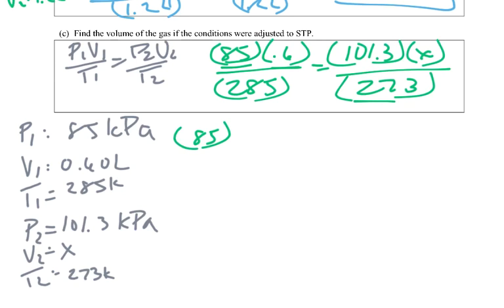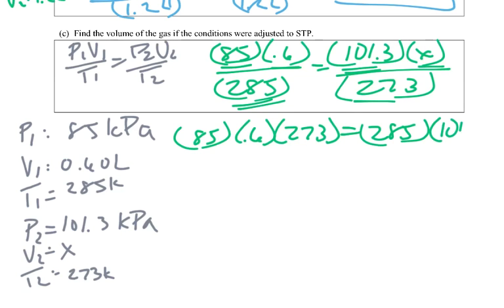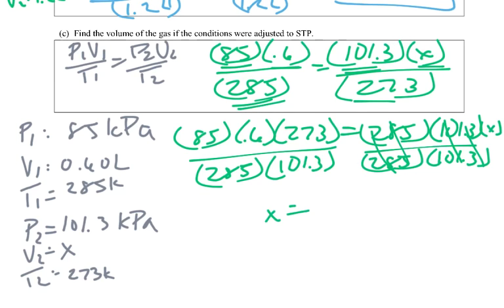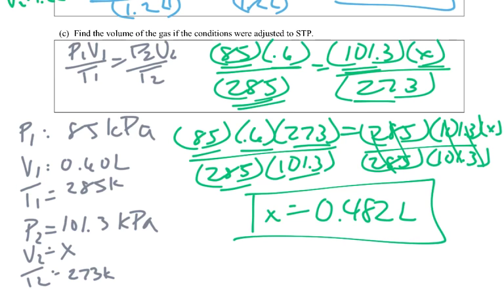Solving, I'm going to cross multiply. So 85 times 0.6 times 273 is equal to 285 times 101.3 times x. To get x by itself, divide both sides by 285 and 101.3. So x equals 85 times 0.6 times 273 divided by 285 divided by 101.3. When I do that on my calculator, I get 0.482256. This is my volume, so this is in liters, because my other number was in liters to start with. So this answer is liters.